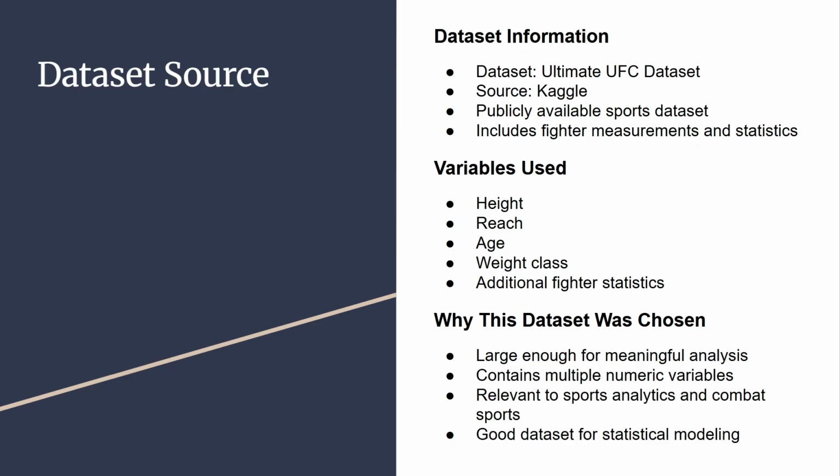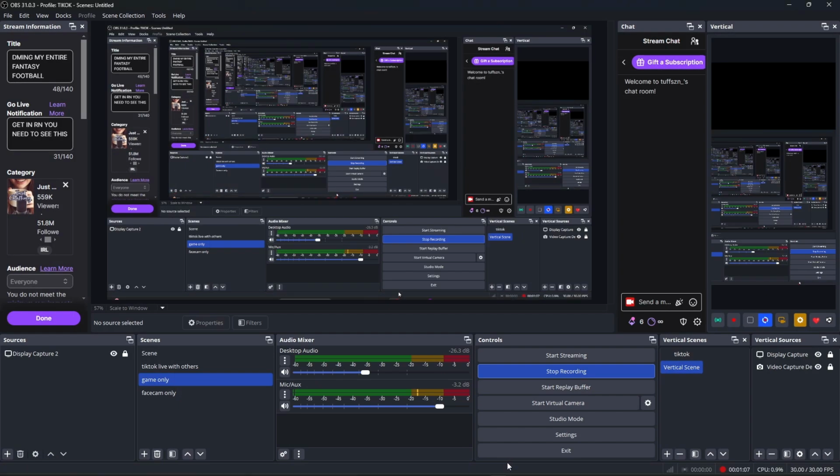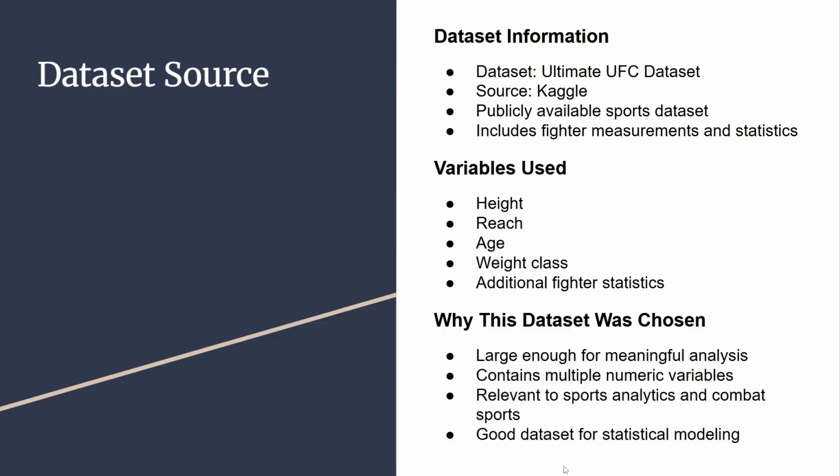For my analysis, I mainly focused on physical characteristics, such as height and reach, because these are the variables directly related to my research question. I chose this dataset because it was large enough to allow meaningful analysis while also being manageable to work with in Google Colab using Python. It also contained a mix of numeric and categorical variables, which made it useful for different kinds of analysis and visualization.